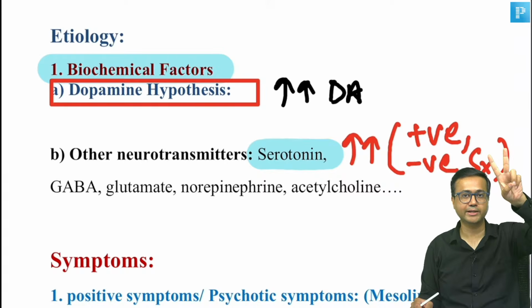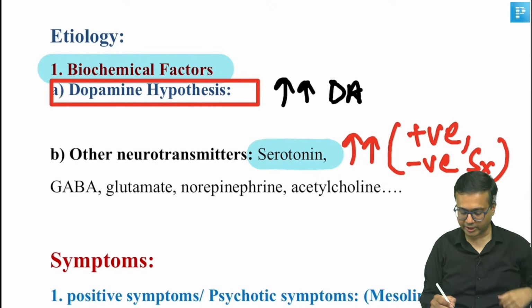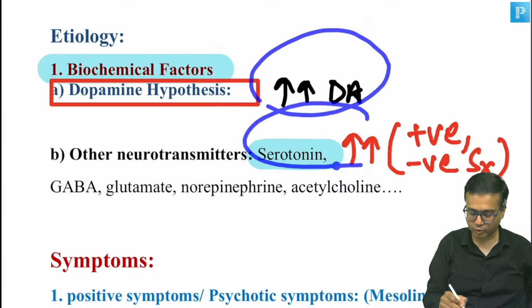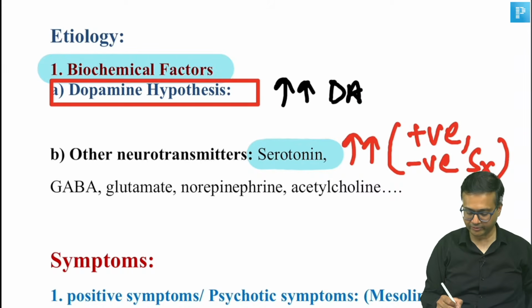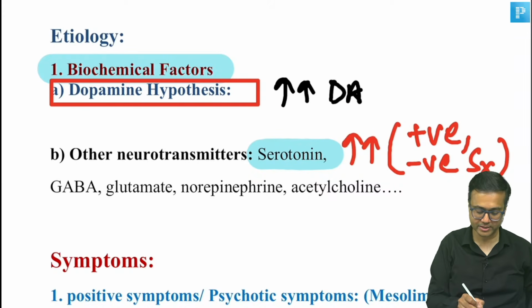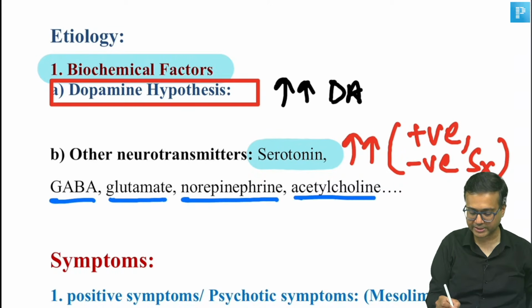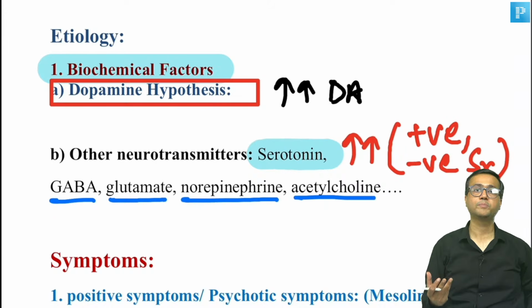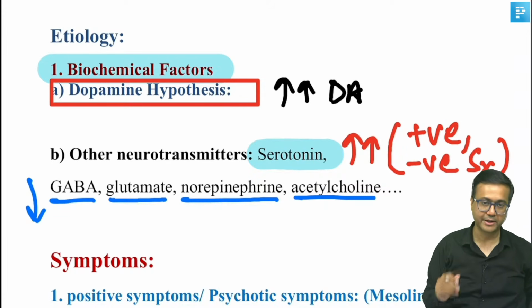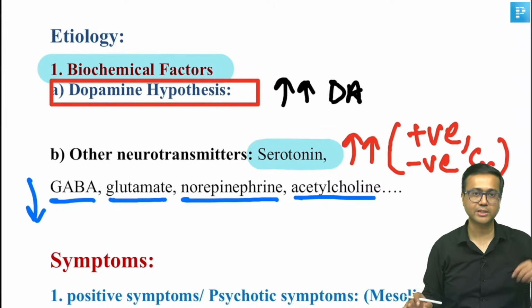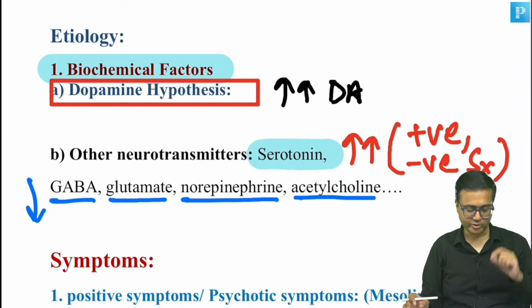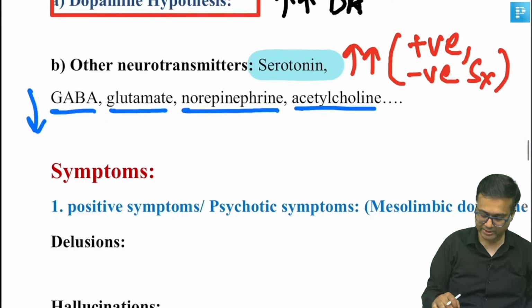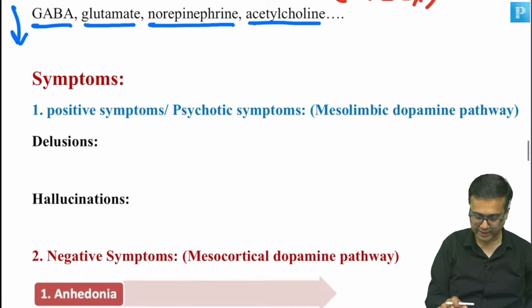And you can again correlate this with the mechanism of action of drugs. What is the mechanism of the second generation antipsychotics? They are not just dopamine antagonists, they are also serotonin antagonists. And even some of the other neurotransmitters like GABA, glutamate, norepinephrine, acetylcholine, and many others are also implicated, and many of them are reduced in schizophrenia. So these are some important points about the neurotransmitters. But now let's discuss the symptoms of schizophrenia.